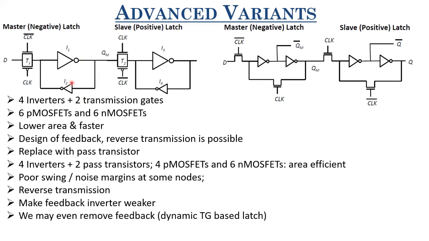So what should be done? This inverter should be made weaker. It should be made weaker for both reasons: first, for eliminating reverse transmission, and also for writing correct data, that is D over here. However, all of these cells or designs are sensitive to clock overlap or clock skew, which we'll discuss now. So what exactly is clock overlap or clock skew?